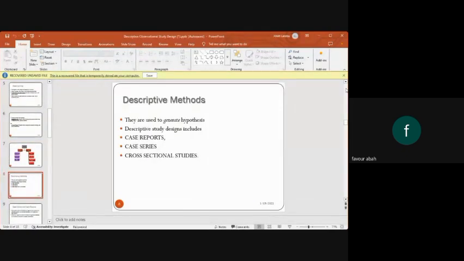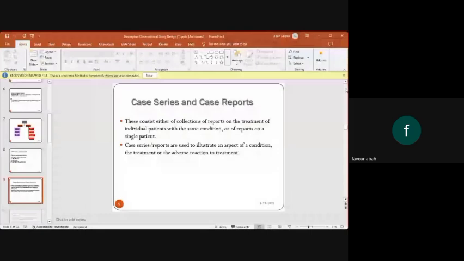So the descriptive methods are used to generate hypotheses. I said that earlier. You use it to generate hypotheses. Then you describe the study design using case reports, cross-sectional before. I'm sure you must have heard of case reports or case series before.